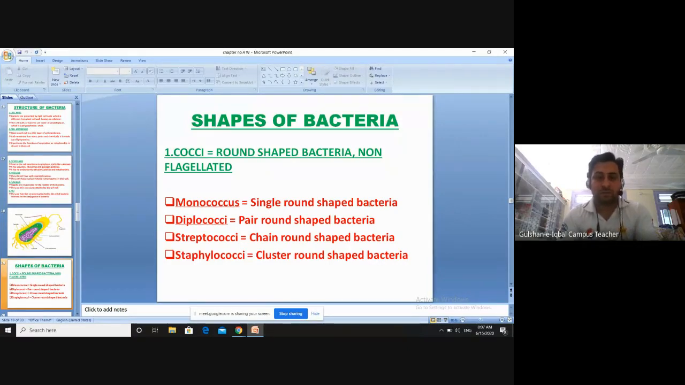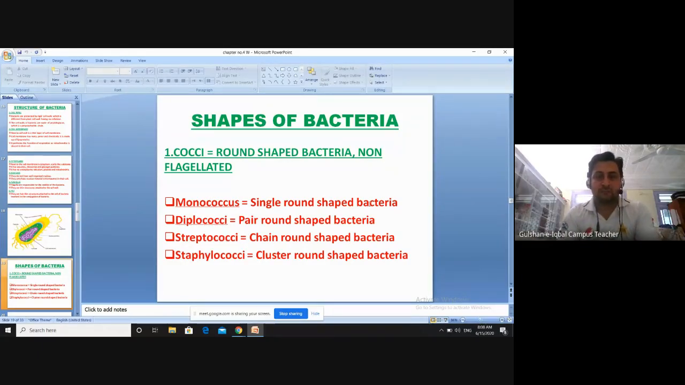Then we are having streptococci. Strep mean a chain, so streptococci mean chain round shaped bacteria which is in chain and they're round, just like the beads of a tasbih, just like that. Okay, so they are known as a chain shaped bacteria.